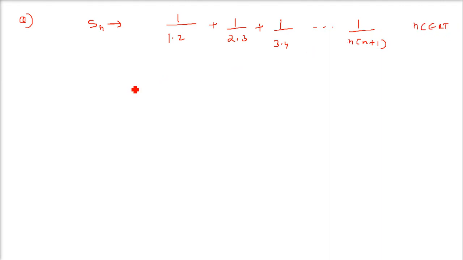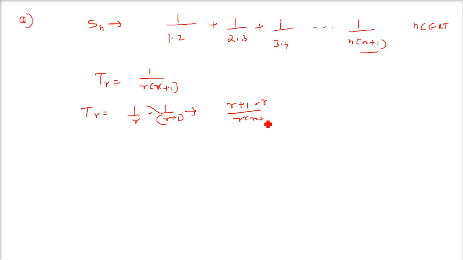So what is the Tr term? If you say any Tr term, what will it be? 1 by r into r plus 1 is the Tr term. That is how this has come. This Tr has come from 1 by r minus 1 by r plus 1. What is this? If I compute it, it will be r plus 1 minus r by r into r plus 1. So it is 1 by r into r plus 1 only. This is the Tr term.